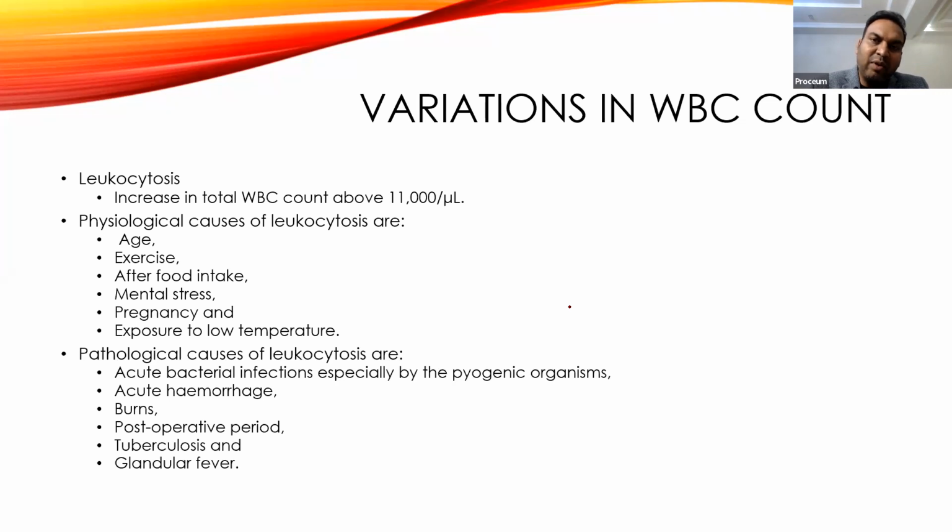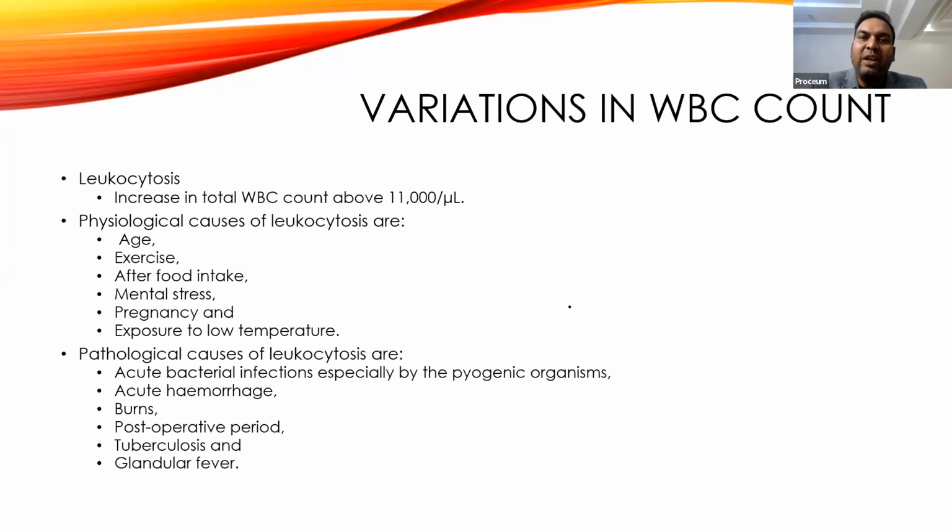Then immediately after food intake, similarly, there will be vasodilatation of the GI tract, with more requirement of blood, and when there is more requirement of blood, it will cause vasoconstriction in the blood vessels which are present in the skin and muscles, and the blood will divert towards the GI tract. And during this process, the marginal pool of the WBC will also come to the central pool, and that will increase the count.